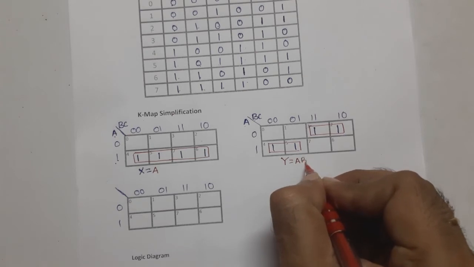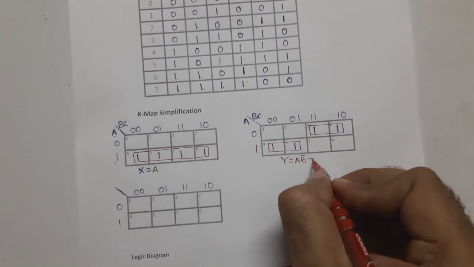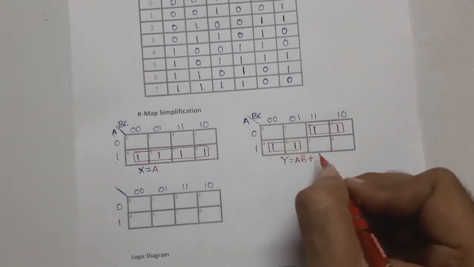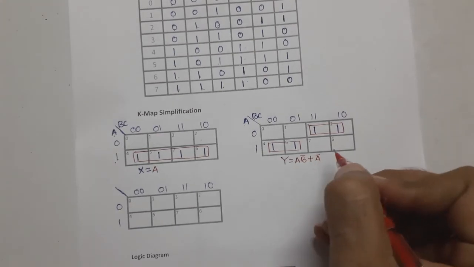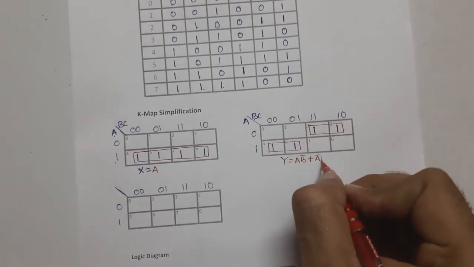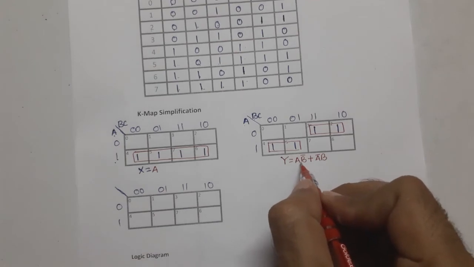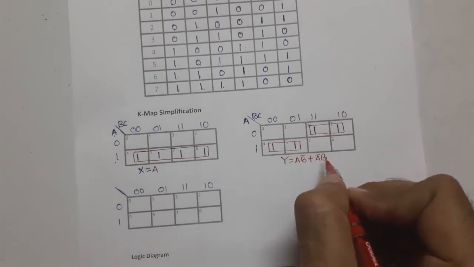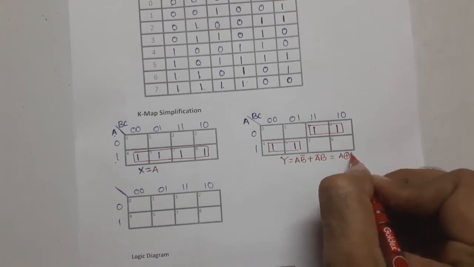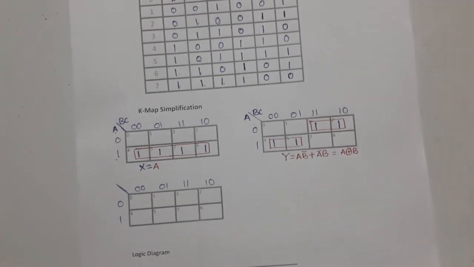So for this group, you can write A B complement, because it is 0, plus, now come to this group. For this group, A is equal to 0, nothing but A complement, and 1 1 and 1 0, 1 is common, so it is B. So A B complement plus A complement B. This is nothing but A XOR B. Now this is the expression for Y.